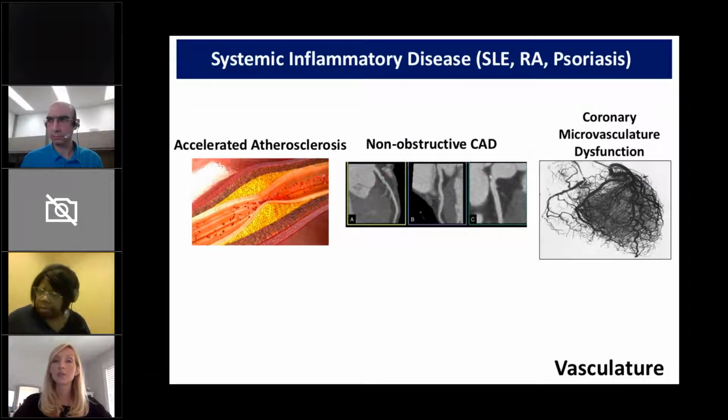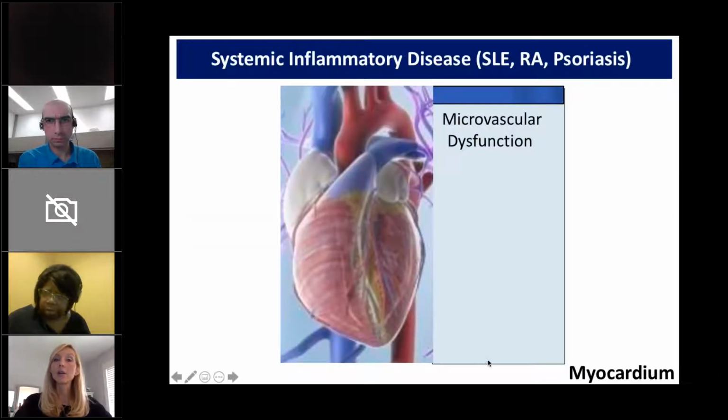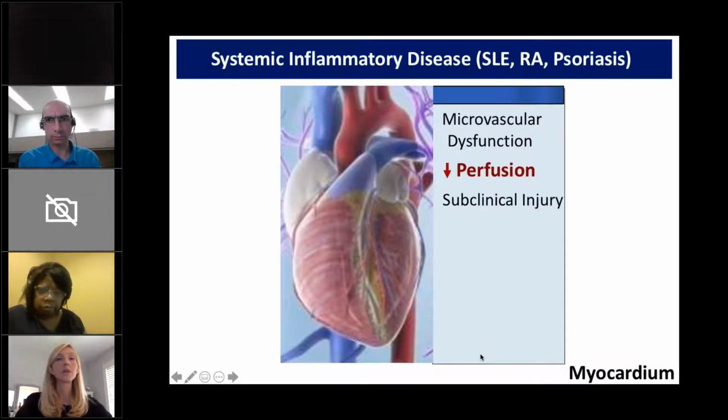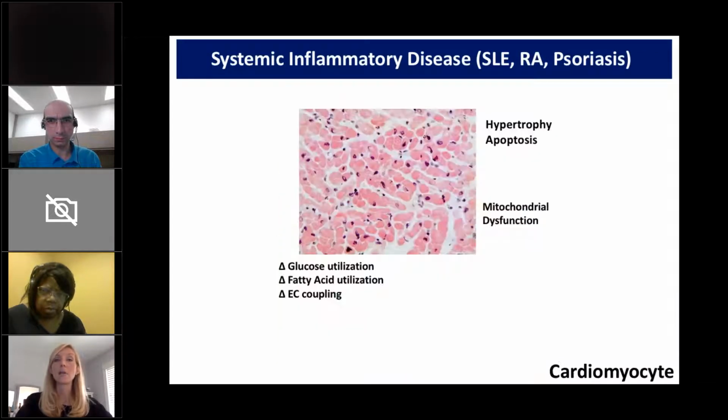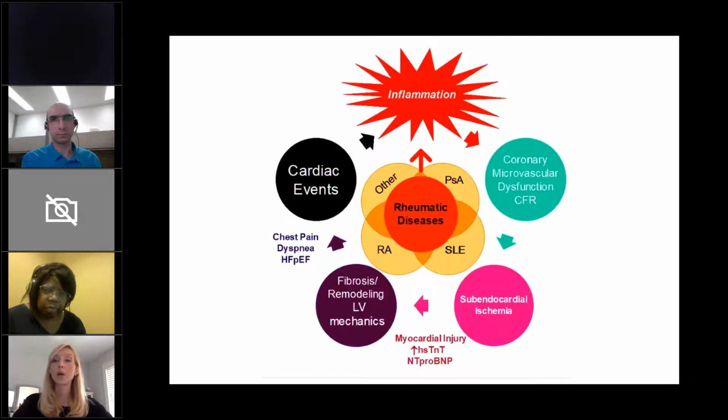This leads at the vasculature level to accelerated atherosclerosis, diffuse non-obstructive CAD, and coronary microvascular dysfunction. At the myocardial level, microvascular dysfunction leads to decreased perfusion, resulting in subclinical myocardial injury, decreased compliance, and ultimately fibrosis and remodeling. And taking that down to the cardiomyocyte, this ultimately affects the myocyte, leading into structural alterations that result in the syndrome of heart failure. So this brings me to our working model, which is just the pathway I just walked you through.